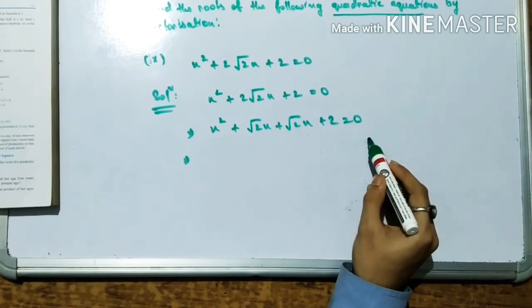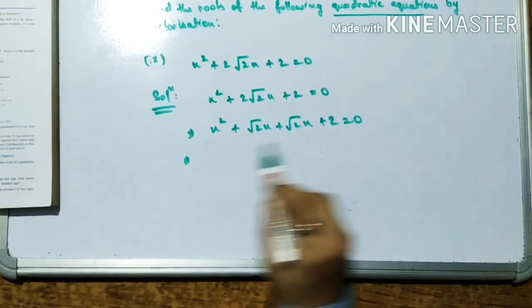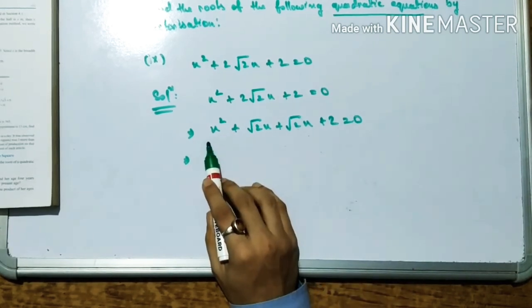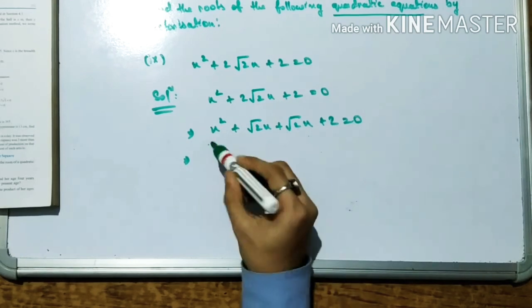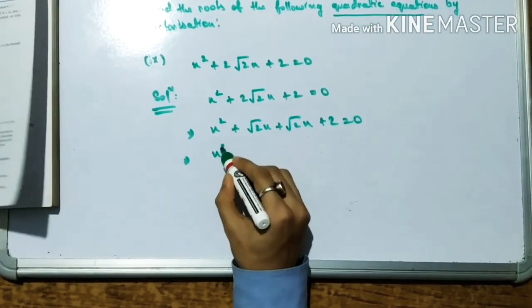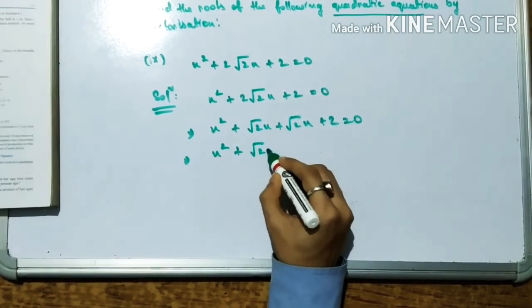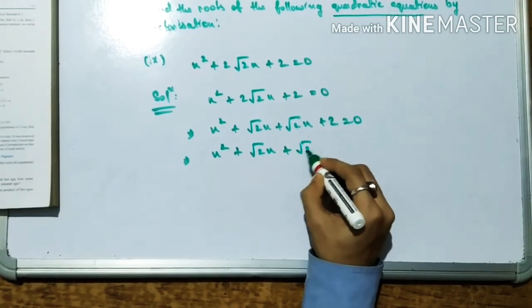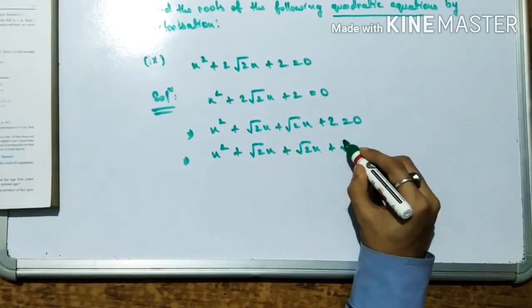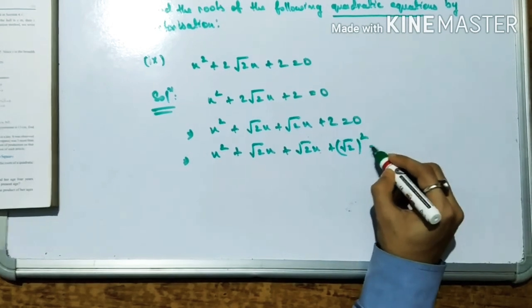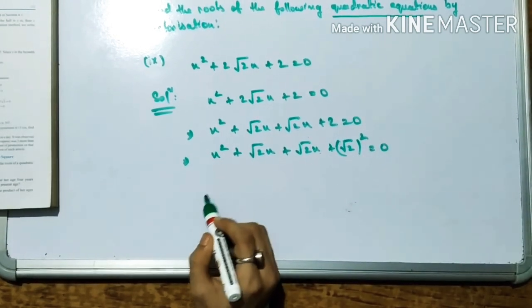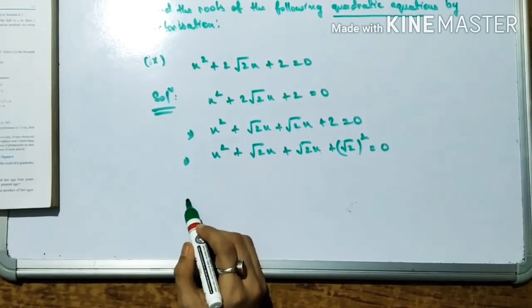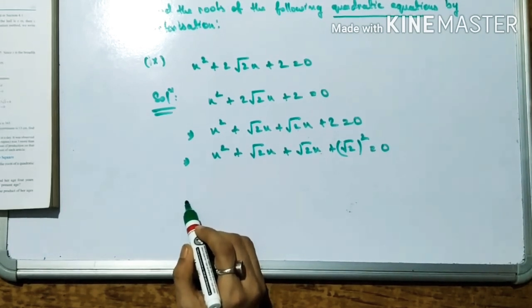And now in here, x common I can take. So now again you see, this I can write as x square plus root 2x plus root 2x plus 2, I can write it as root 2 the whole square, is equals to 0. Okay, done.